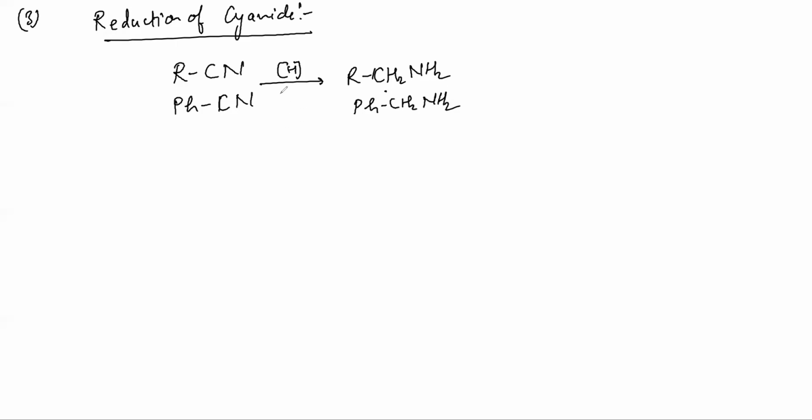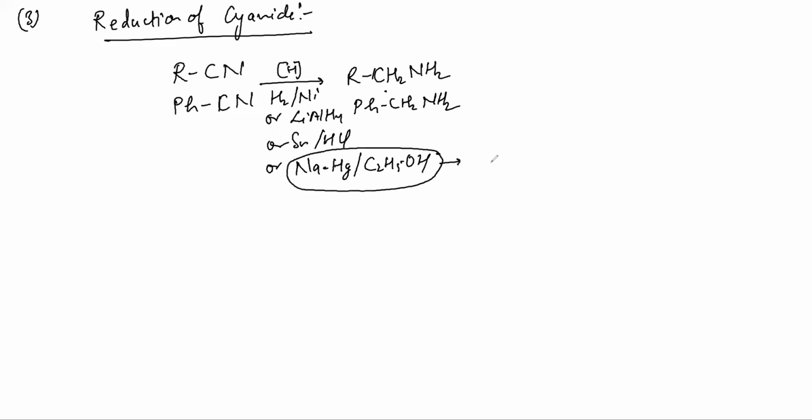What can you use for reduction? You can use H2 over Ni, or you can use LiAlH4, or you can use Sn/HCl, or if you want, you can use this also: Na(Hg)/HCl, C2H5OH. Whenever you use these reducing agents, the reaction has a name. It is called Mendius reaction. Always.